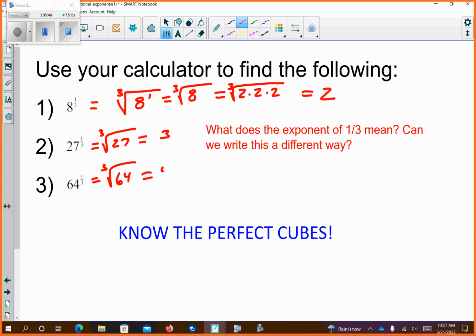Go with the pattern, stay with the 4. 4 times 4 times 4. Okay, so this is the same thing as 4 times 4, which is 16. 16 times 4, which is 64. Okay, perfect cube. 0 times 0 times 0, 0.